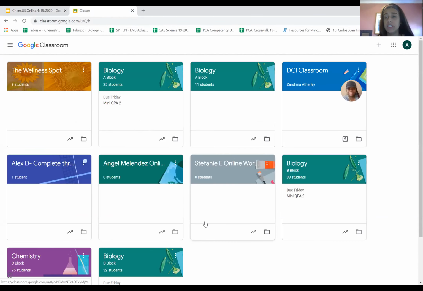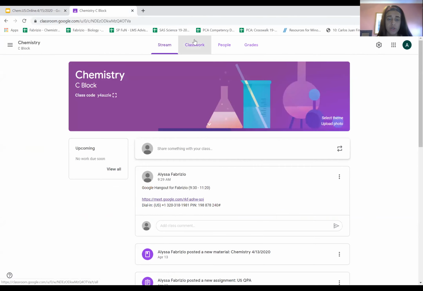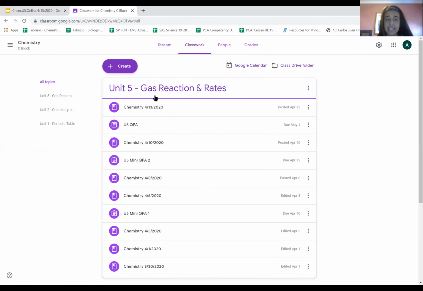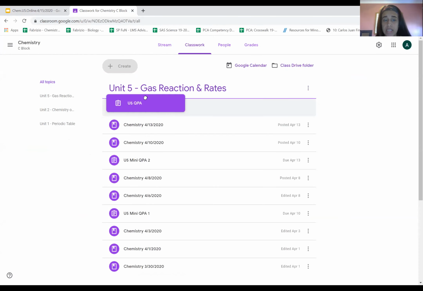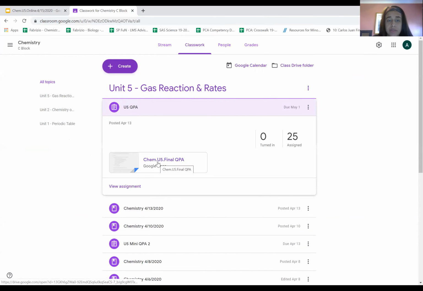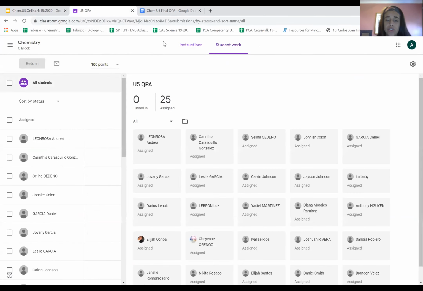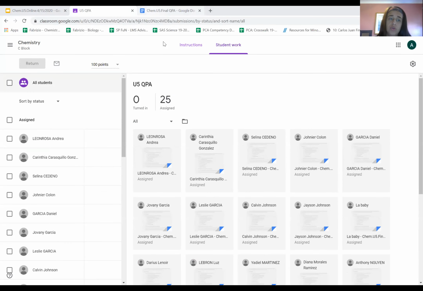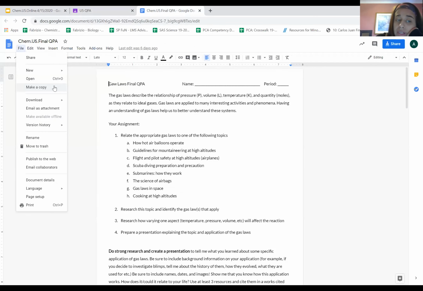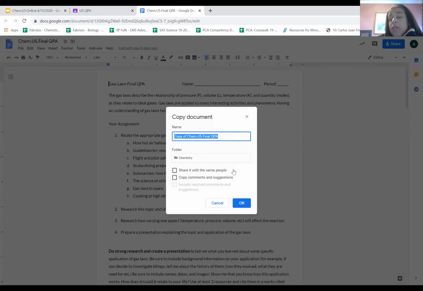Okay, so you go on to Google Classroom. Like I said, you need to have Google Classroom open. You go to your chemistry class, then to classwork. In Unit 5, gas reactions, we have our Unit 5 QPA right at the top. If you click on this, you should all be getting your own copy of this document. If for some reason you don't have your own copy, go to File, Make a Copy, and you can name it whatever you want. Name it your last name, Chem Unit 5 Final QPA.